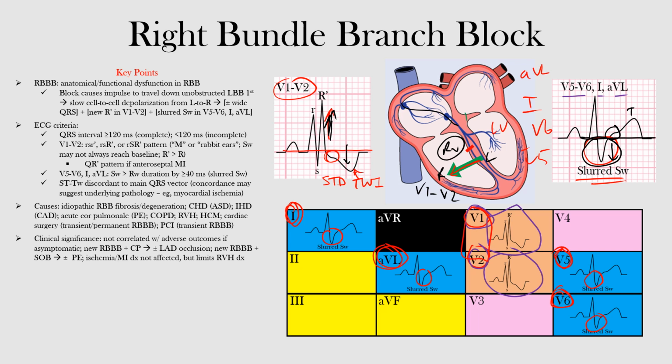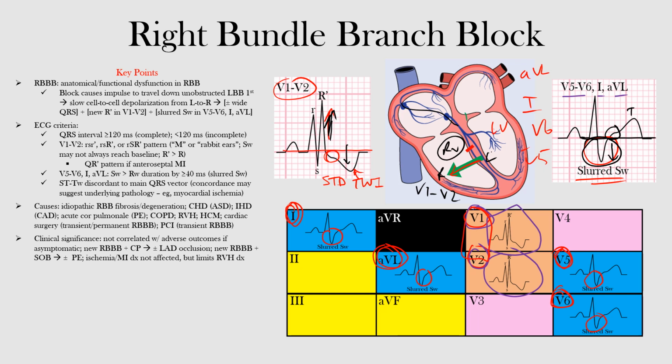Now you should note that if all these criteria are met except for the prolongation of the QRS interval, then this is considered incomplete right bundle branch block. In other words, it is considered complete right bundle branch block only when all the criteria are met, including that prolonged QRS interval.